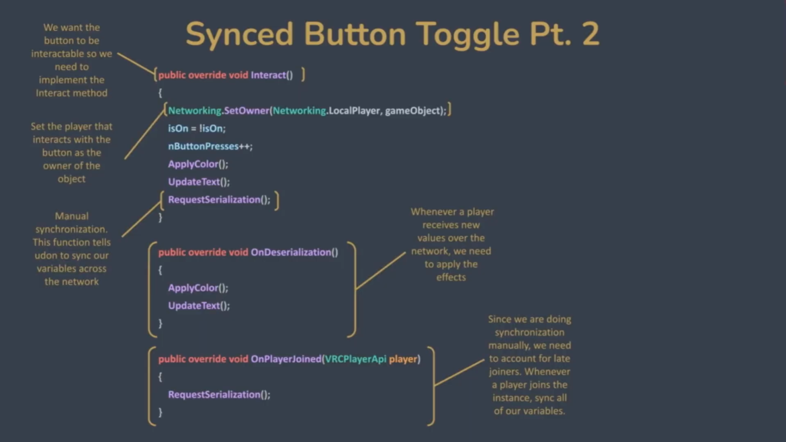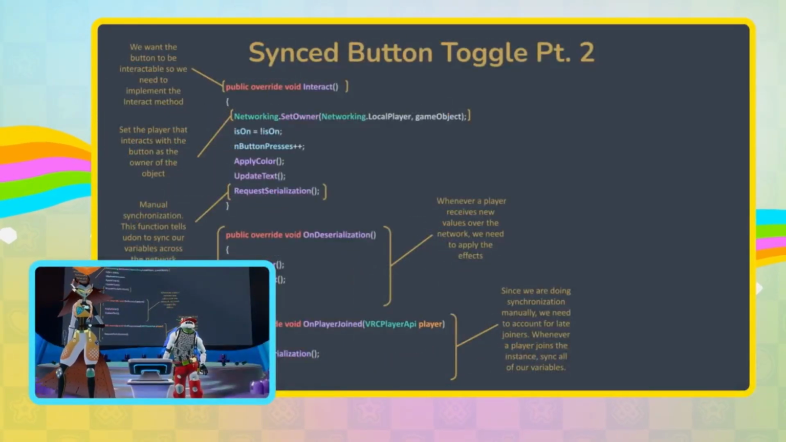Next up, we have our interaction logic and our serialization. So serialization is the methodology by which we pack data and send it over the network. So when you hear that word, just think sending data over the network. So first, we have our interact function. This is a virtual function, so we need to use the override keyword. And this basically makes our object interactable. So when you click on it, it does something.